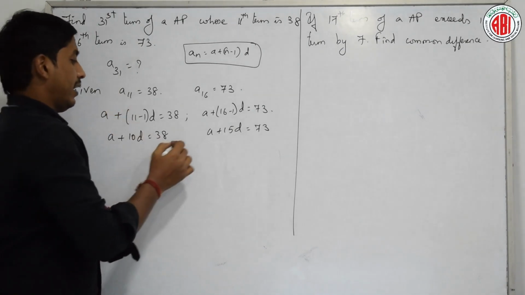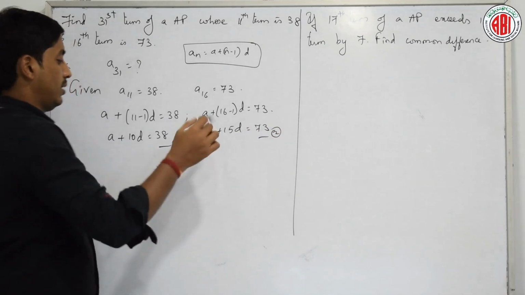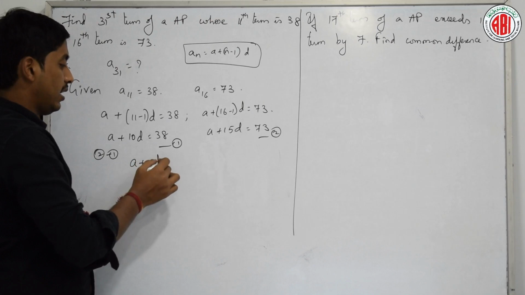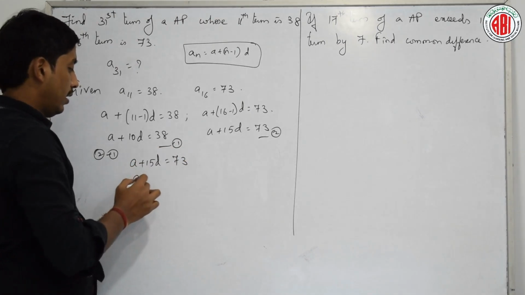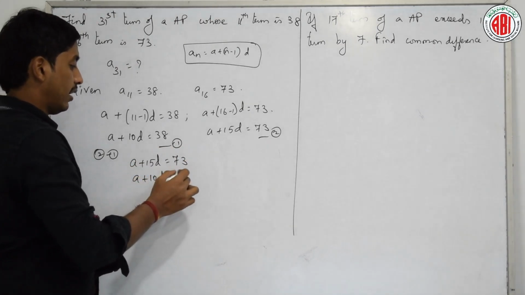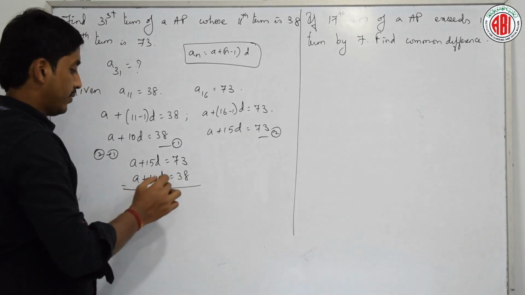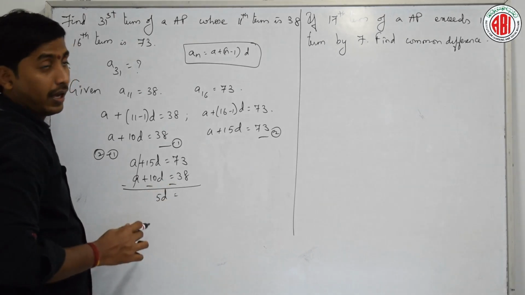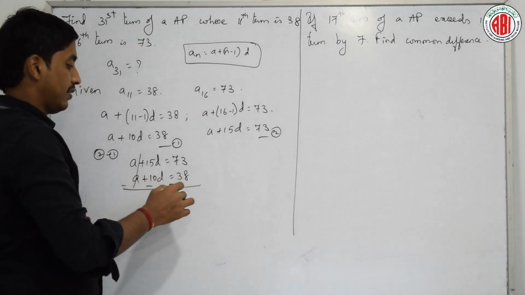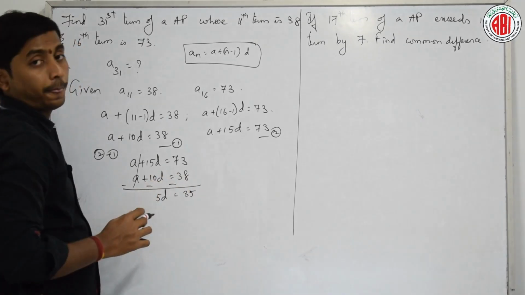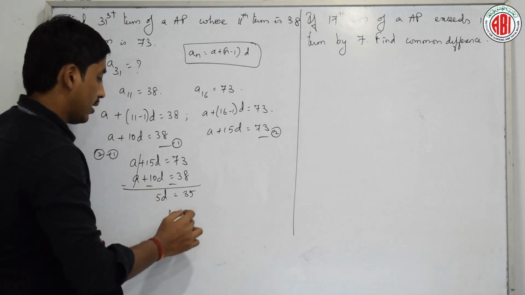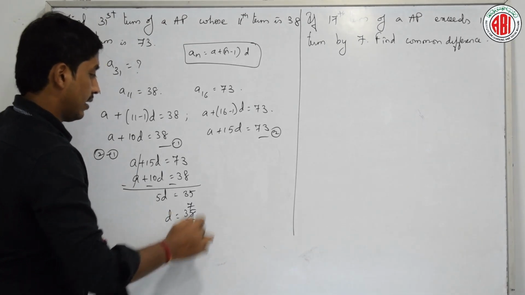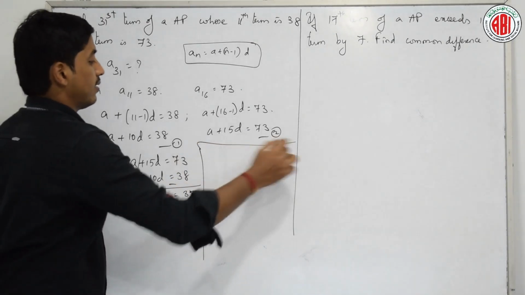Let us take it as equation 1, and this as equation 2. Just subtract it. 2 minus 1: a plus 15d is equal to 73, a plus 10d is equal to 38. Just subtract it. a cancels, 15 minus 10 is 5d, and here 73 minus 38 is 35. Then what is the value of d? 35 by 5, that is 7. d value is 7.